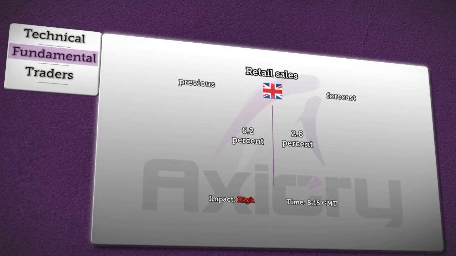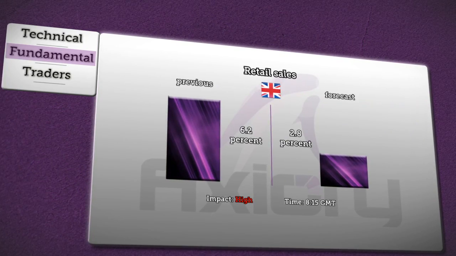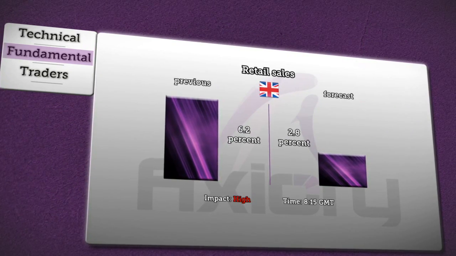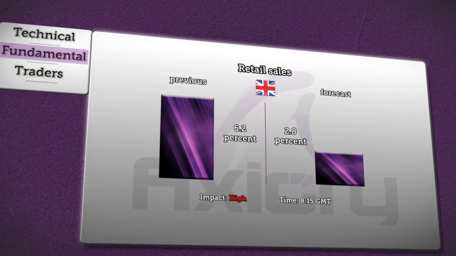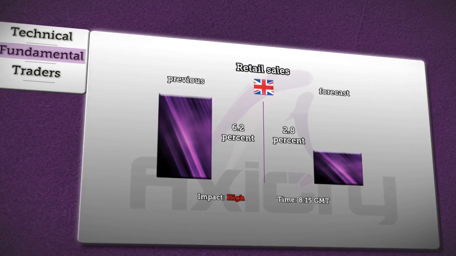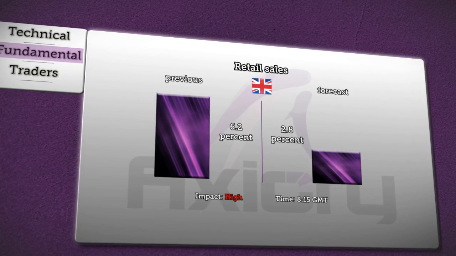Today's first news concerns retail sales in Switzerland, with a high impact on the sterling, released at 8:15 a.m. GMT. Analysts are expecting that sales will rise only 2.8% compared to previous 6.2% rise.